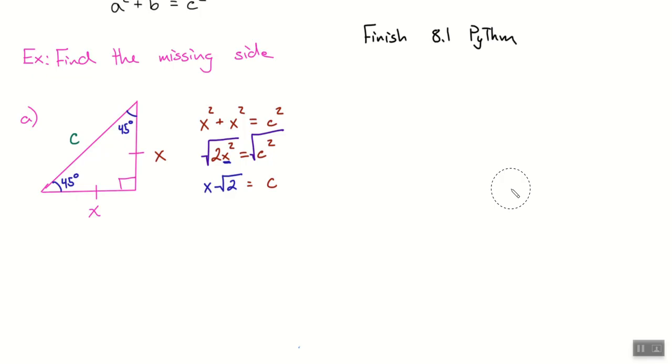Okay. 45, 45, 90s are kind of nice. They're special triangles, right? Is there another special triangle that shows up other than 45, 45, 90s? I'm not even thinking, like, that's just an isosceles triangle. Are there other nice triangles that show up? So 30, 60, 90s, we'll definitely get there.